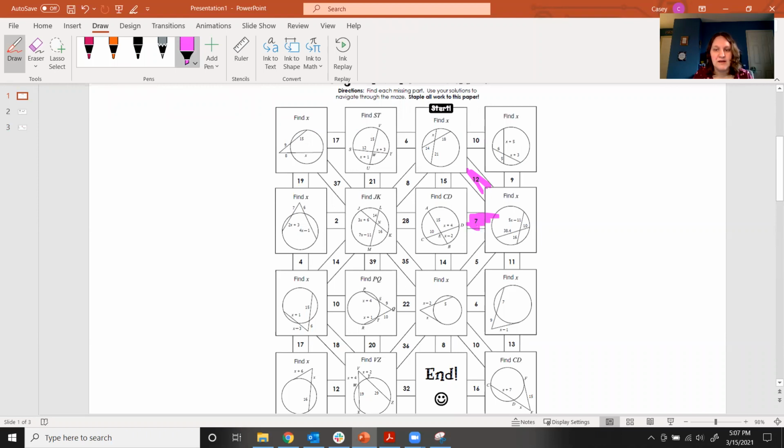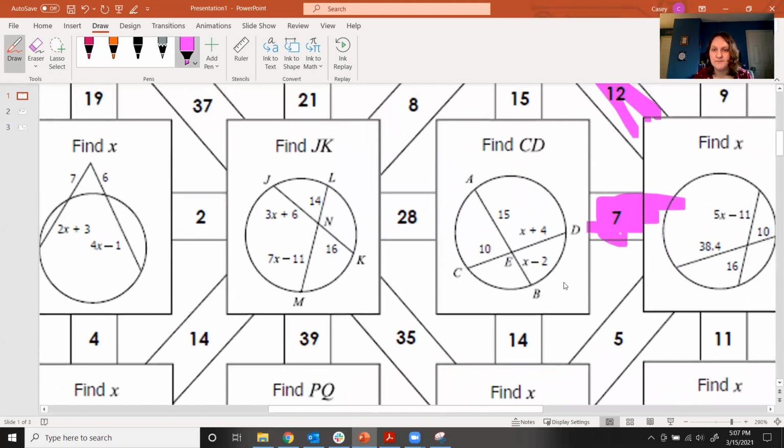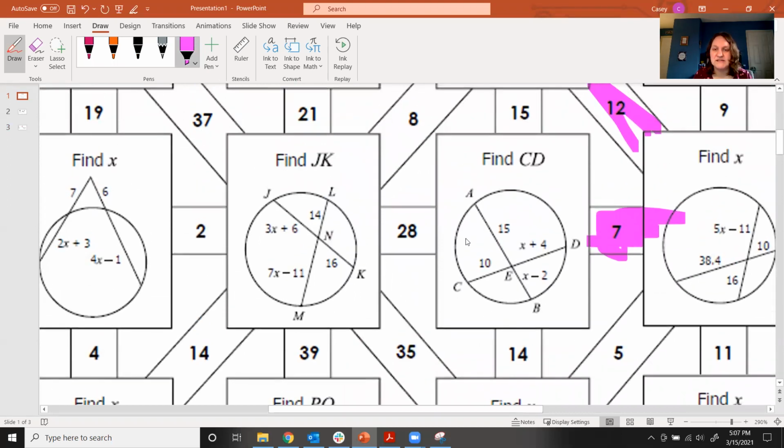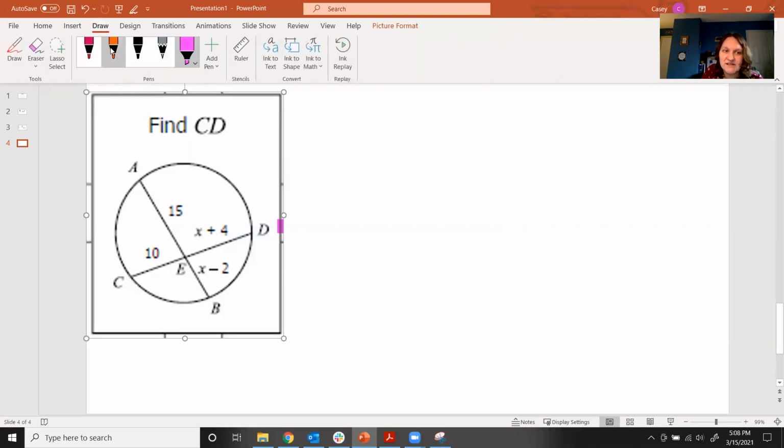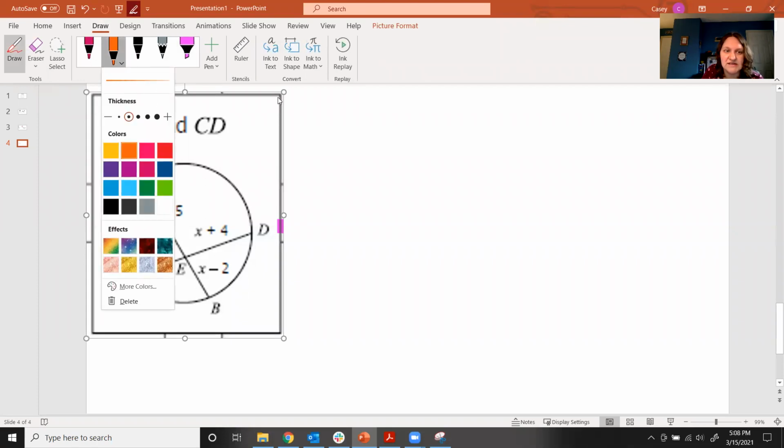Okay. Next problem, we are going to find CD. Be very careful. It is not asking us to solve for x only, but we have to find the length of CD. So once you find x, find the length of CD. Try that now. To find CD, the first thing we're going to have to do is find x. Even though it didn't specifically ask us for x, we're going to solve for x, and then we'll be able to use that to find CD.